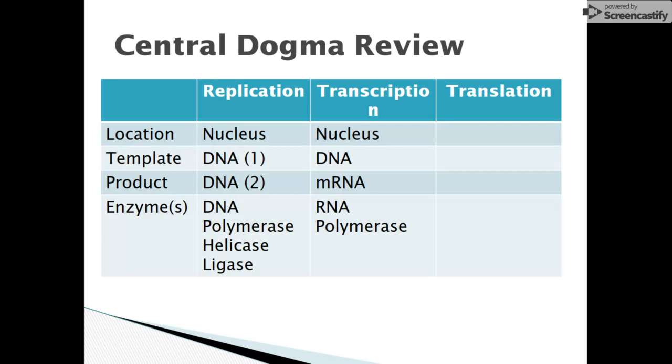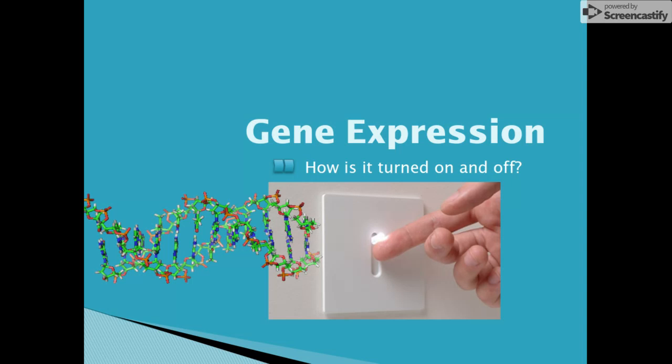Translation happens in the cytoplasm. The template is our messenger RNA. We are building a protein, and we're using the ribosome. Okay? And so that's how we're getting this process done here.